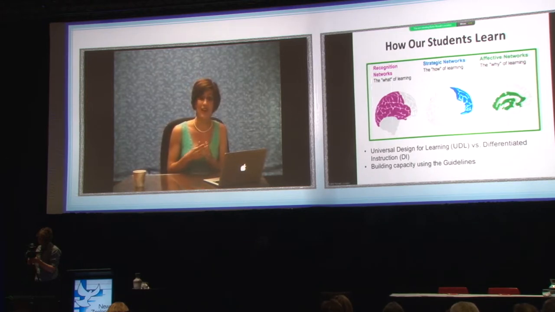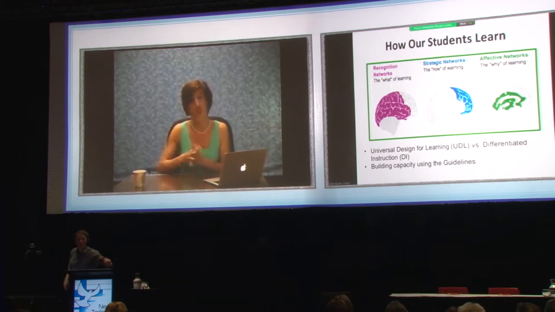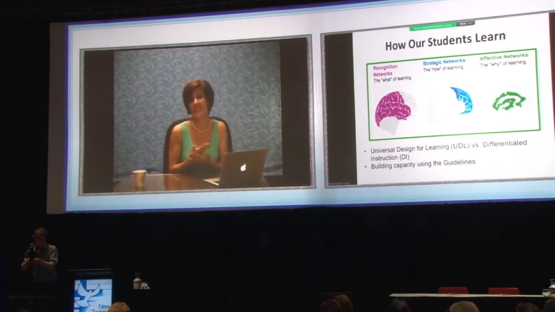So the recognition networks, this is where the representation comes in. As I'm talking to you right now, this back part of your brain, where it's purple, the one totally on the left, if you're not seeing the color, that's the part that is lighting up if you can take in what I'm saying. Right now, for example, this is on audio, so you need to be able to hear me for that recognition network to light up.